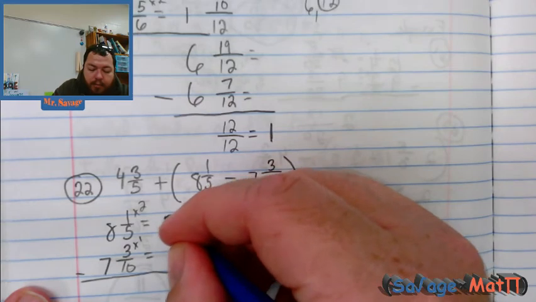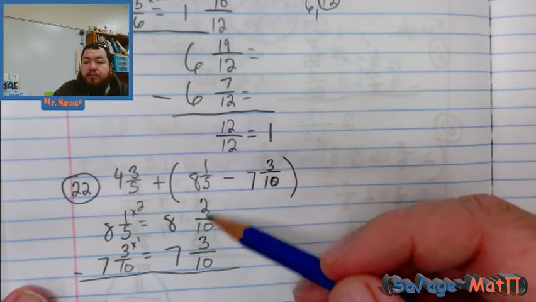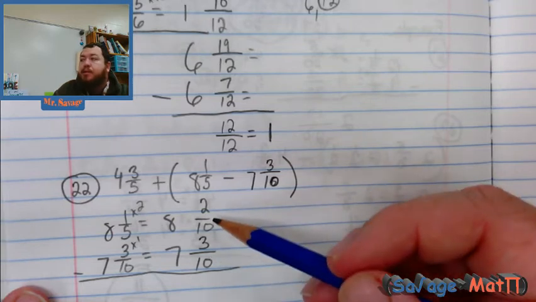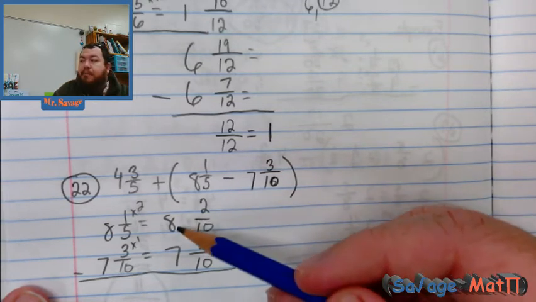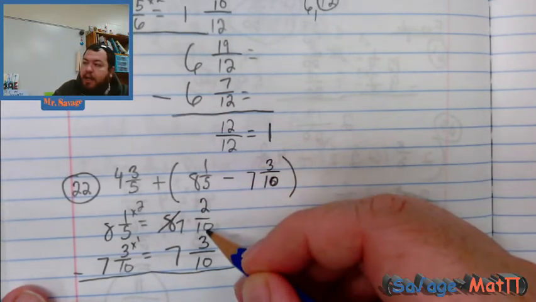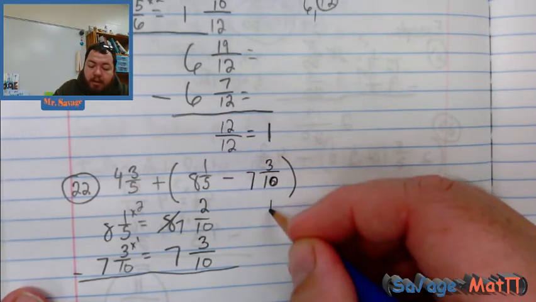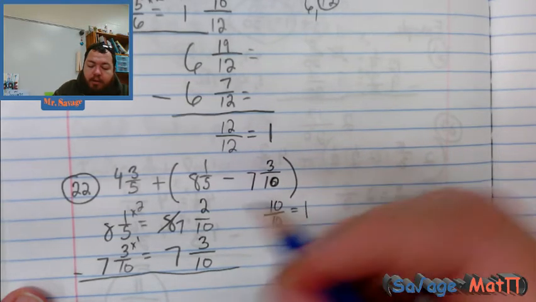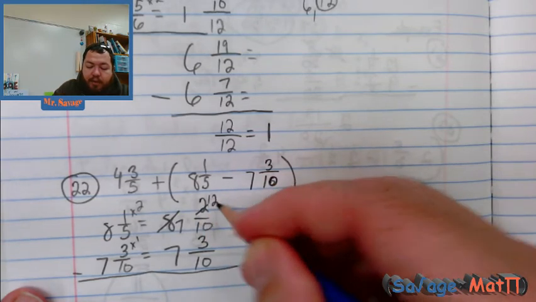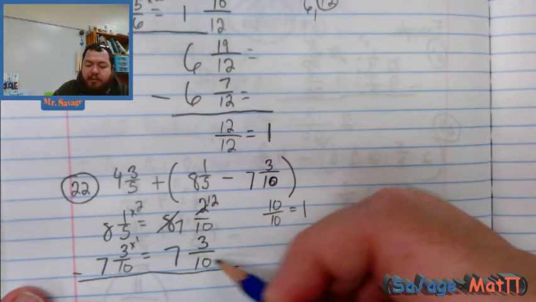Then I need to bring over my 8 and my 7. Now, can I subtract 3 from 2? I mean, can I take away 3 tenths from 2 tenths? No, I can't. So I need to rename. I need to borrow from my 8 and rename it. So that's going to become 7. And then I'm going to add my denominator, which is a whole, because 10 tenths equals 1. Remember, 10 over 10 equals 1, and that's what we borrowed. So 10 plus 2 is going to be 12. So now I have 7 12/10 minus 7 3/10.